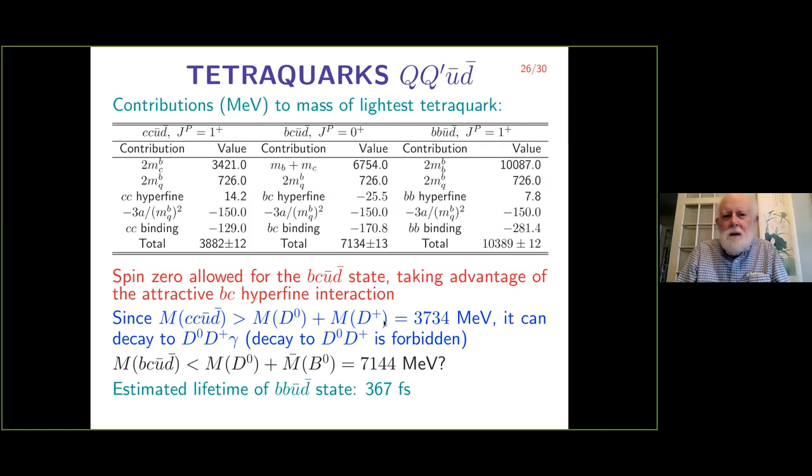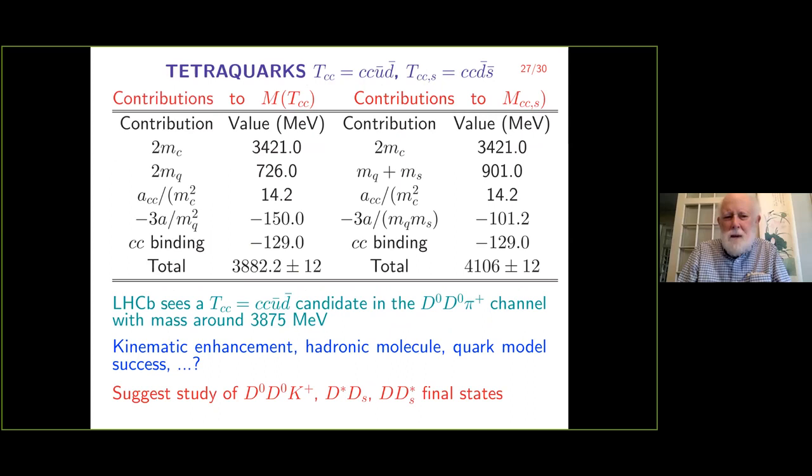Now, if the prediction of the c c ū d̄ quark state is correct, and we notice that it's 3882 MeV compared with the experimental value of 3875 MeV, if that is correct, then let's see the next slide. The strange partner of that state should be at 4106 MeV.